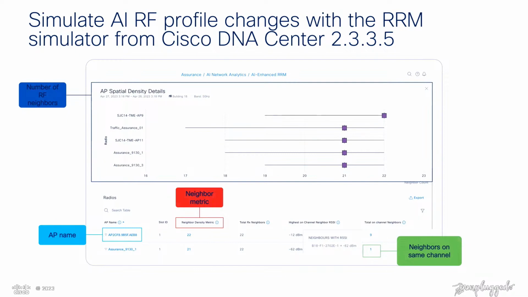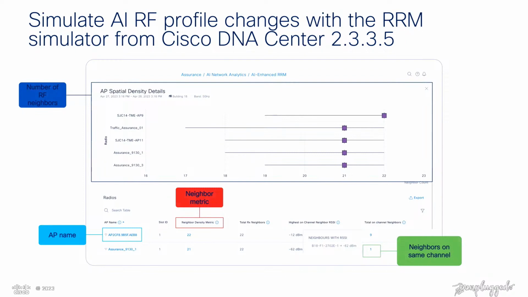And then we've got some other stuff that's really helpful. We've got the total received neighbors. We've got highest on-channel neighbor RSSI, like how high is that neighbor coming in that's on the same channel that I'm on. And then the last one is basically showing you the total number of neighbors on channel. In this case, there's 1, and then the other one's got 9.